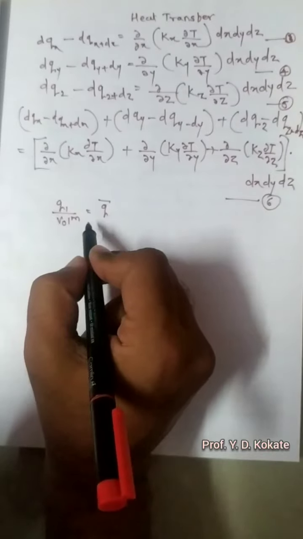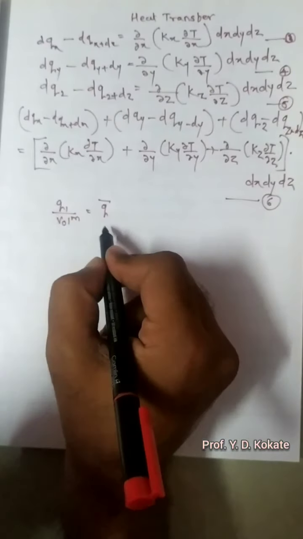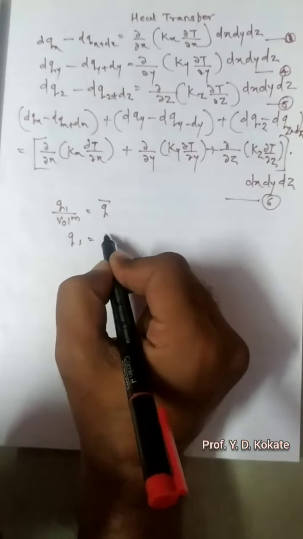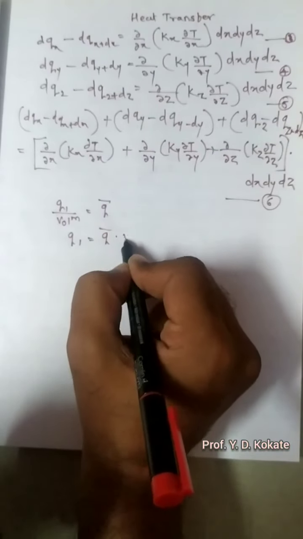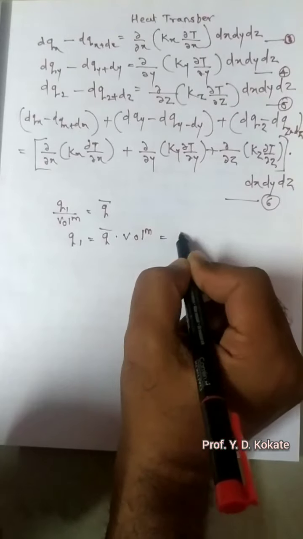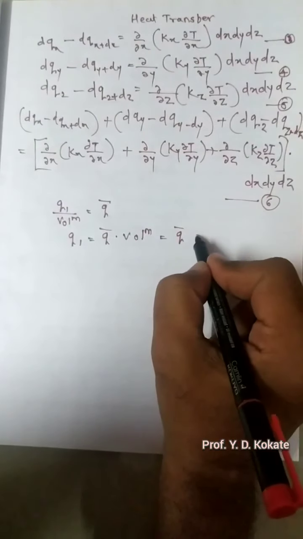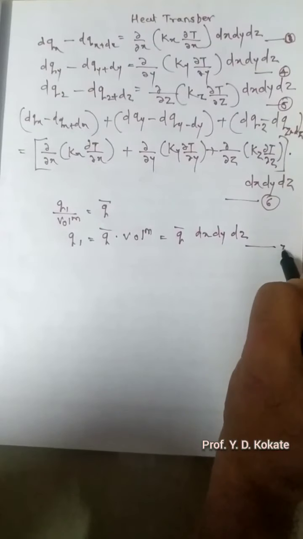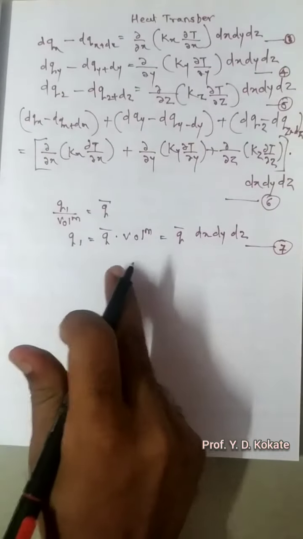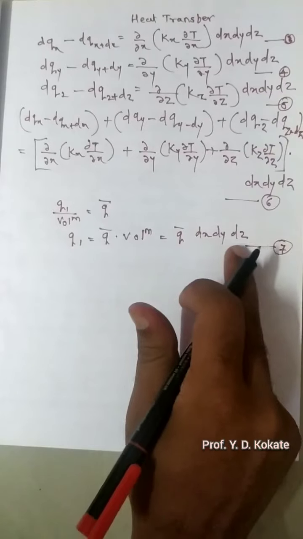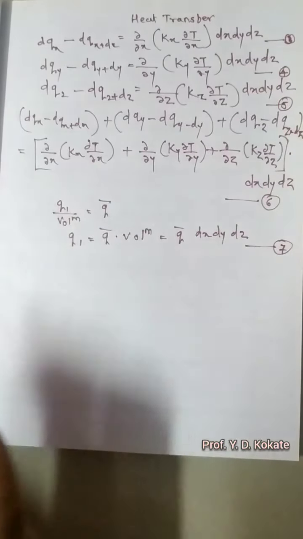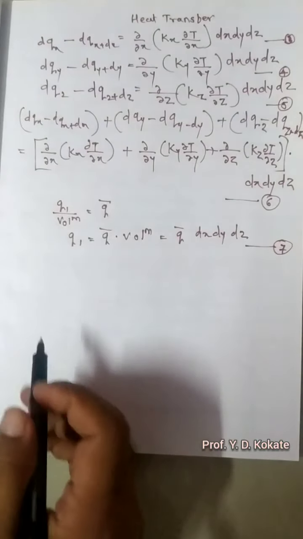So what is the value of Q1? That is Q bar into volume. What is the volume for this unit? It is dx, dy and dz. So this is equation number 7. This is the amount of heat generated inside the system, Q bar dx dy dz, where Q bar is the amount of heat generated per unit volume.